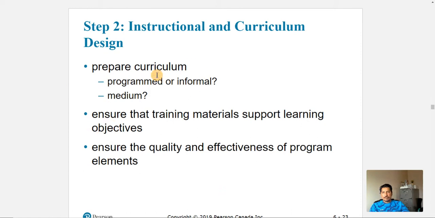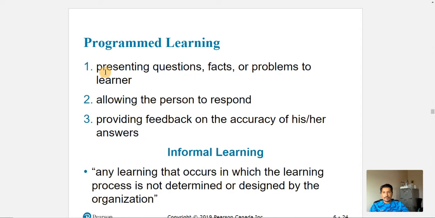Step 2, instructional and curriculum design. It's important to create the training manual, either electronically or as a printed book, so that the new recruits or employees would be better prepared. Ensure training materials support learning objectives, and ensure the quality and effectiveness of program elements. Programmed learning presents questions, facts, or problems to the learner, like case studies, allowing the person to respond, and providing feedback on the accuracy of his or her answers.